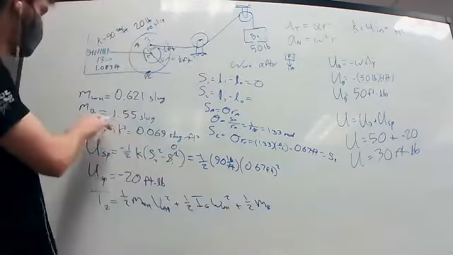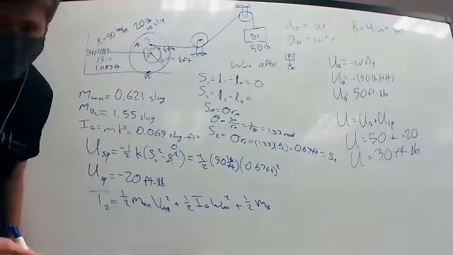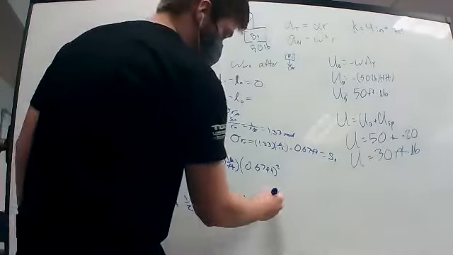Then we're going to have plus 1/2 mass of the block, which we know from here, times velocity of the block squared.